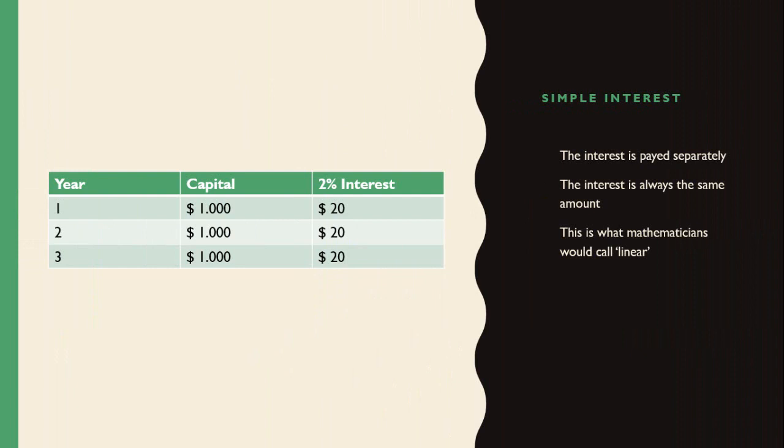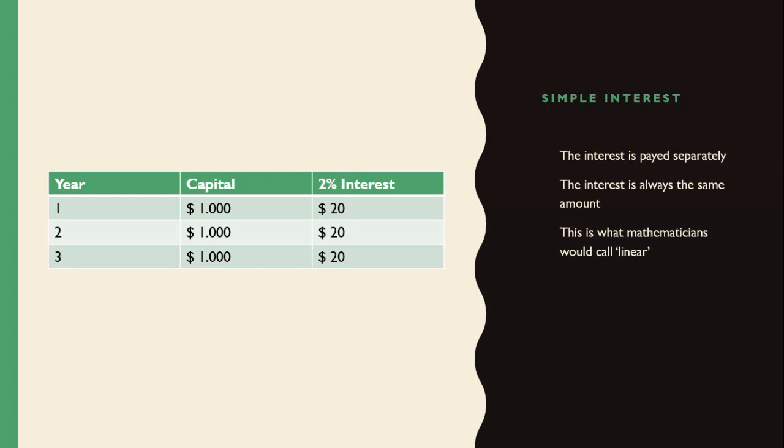Simple interest works like this. Look at the table. In year one, you have a capital of, say, $1,000. Let's say it's a government bond. The interest percentage is 2%, so you receive at the end of the year $20. In the second year, just the same. You receive $20, and also in the third year, you receive $20.